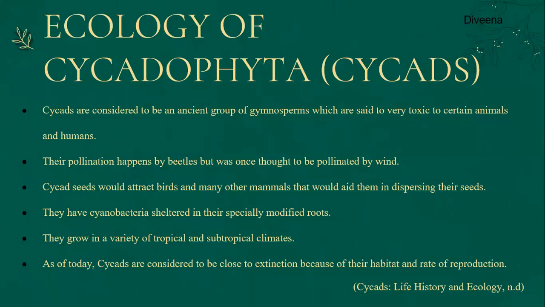And as of today, cycads are considered to be close to extinction because of their habitat and rate of reproduction. So they are in danger of extinction because they reside in endangered habitats such as tropical forests, and because their growth rate is relatively slow, and they also hardly reproduce. Several species are already extinct in the wild, and many are under the threat of habitat destruction and collectors. To protect natural populations, 5 genera are covered by international law prohibiting trade of their seeds in the wild.